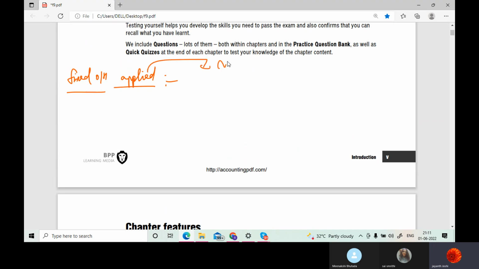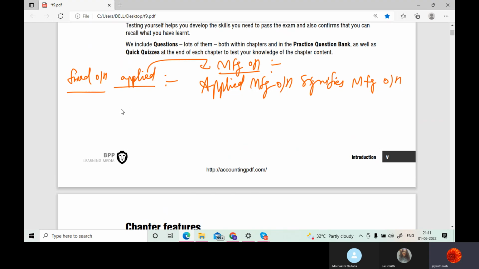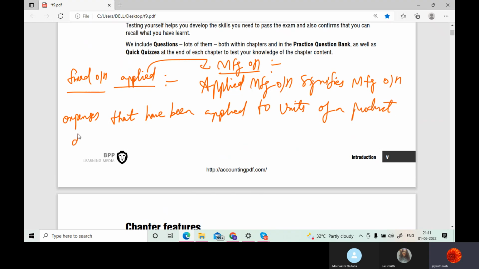So what is applied manufacturing overhead? Applied manufacturing overhead signifies manufacturing overhead expenses that have been applied to units of a product during a specific period.